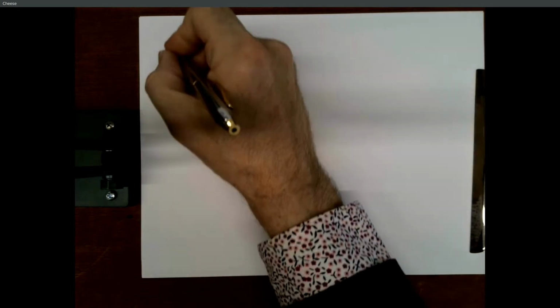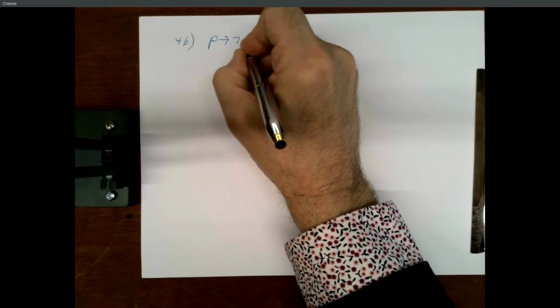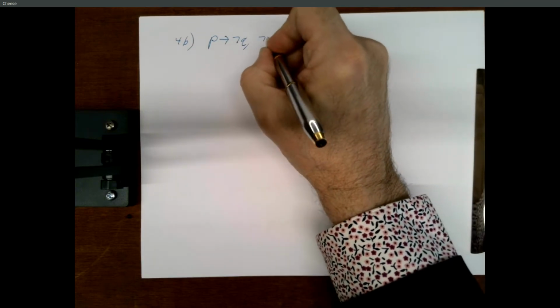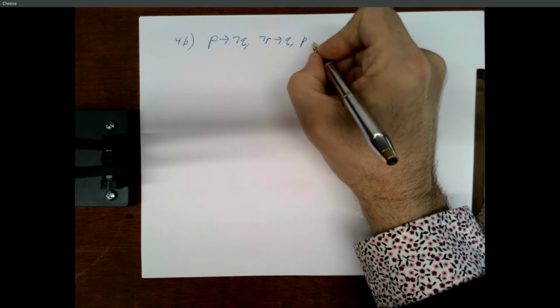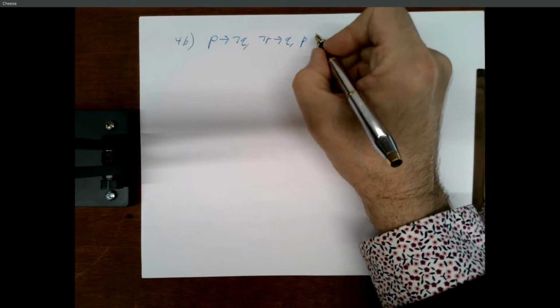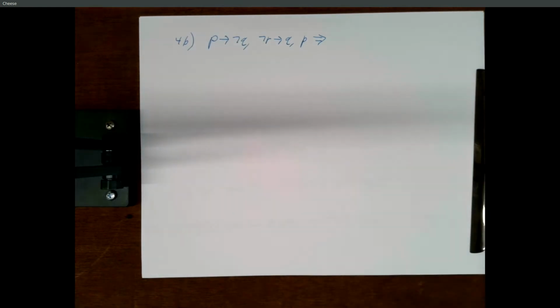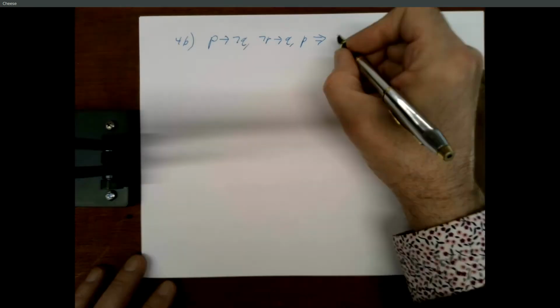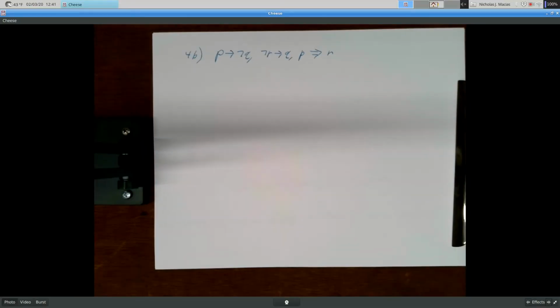So question 4B is the following. Given P implies not Q, not R implies Q, and P, we want to conclude, what do we want to conclude? We want to conclude R. So that's our goal.